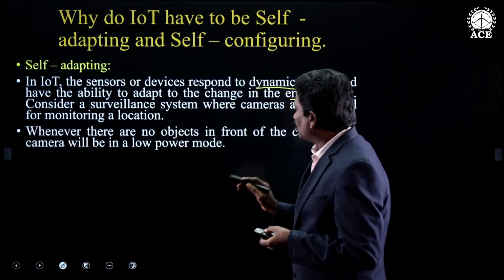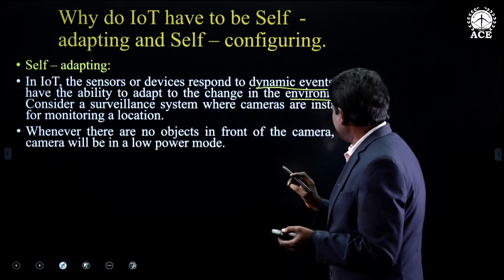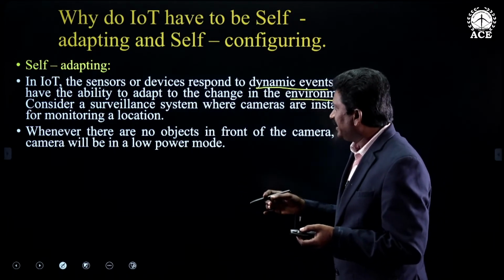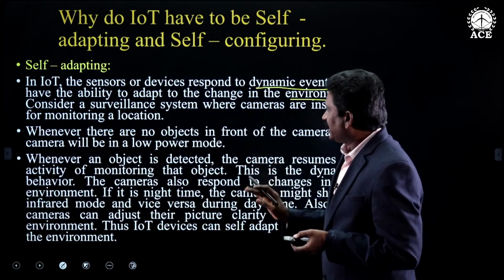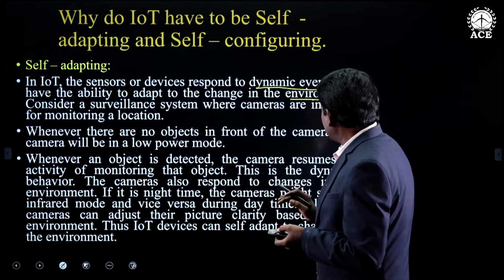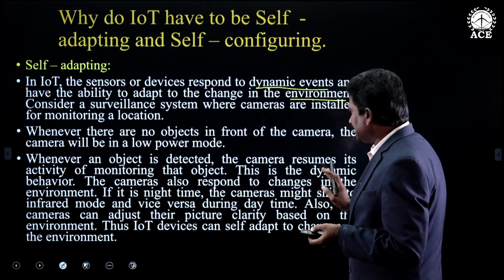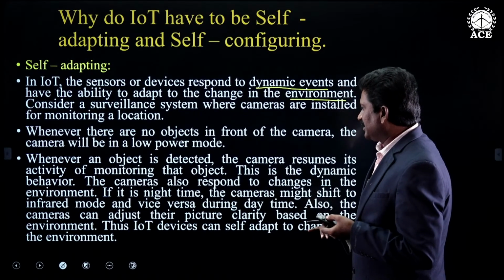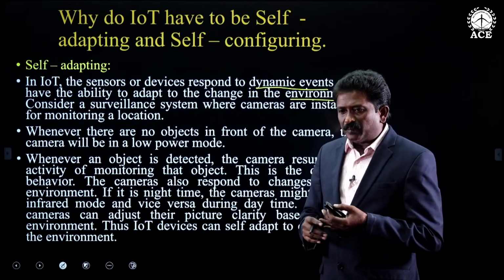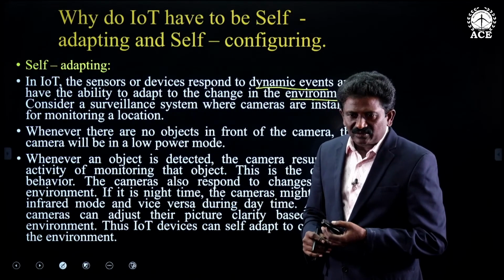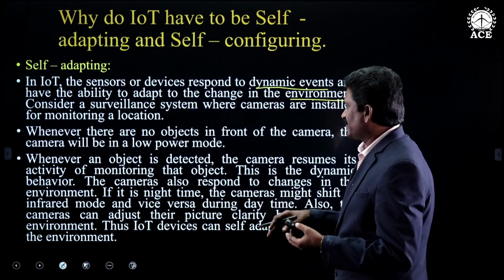Whenever there is no object in front of the camera, it will be in a low power mode. Whenever an object is detected, the camera resumes its activity of monitoring that object. This is the dynamic behavior. That means automatically it will respond to past situation, present situation and future situation.